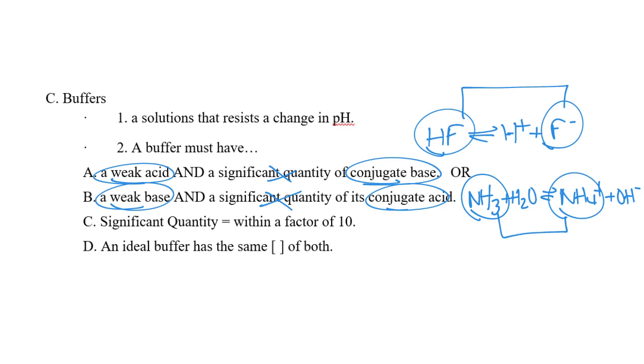And we're going to write a bunch of equations in class next time, but what happens is because you have both of those things, it's able to neutralize anything that you add to it. It can neutralize an acid that you put into the solution. It can neutralize a base that you put into the solution. So really, buffers are solutions that resist changes in pH.